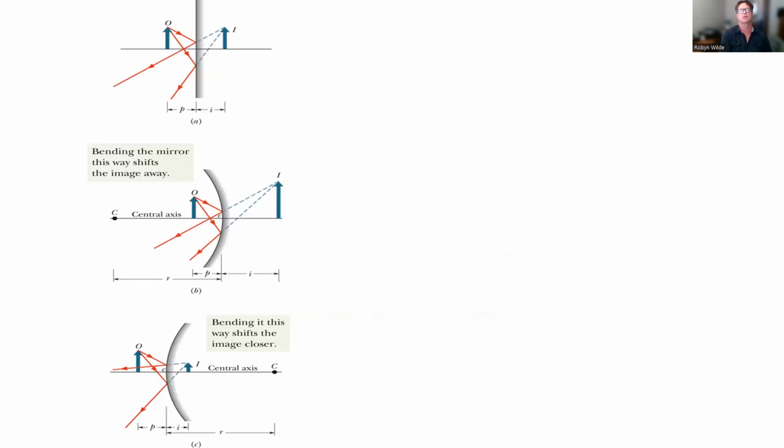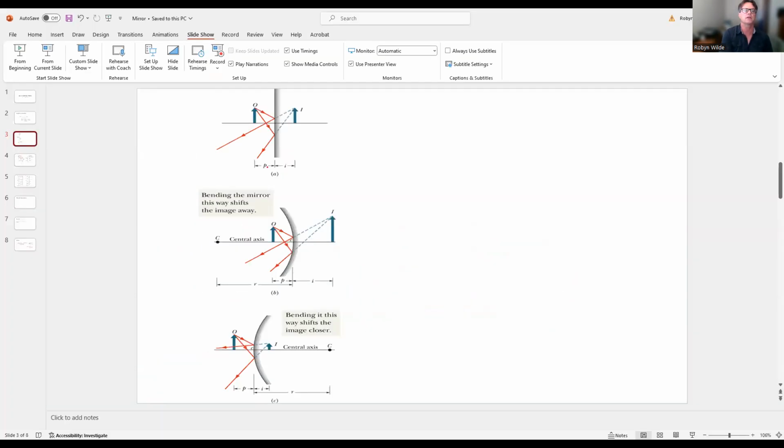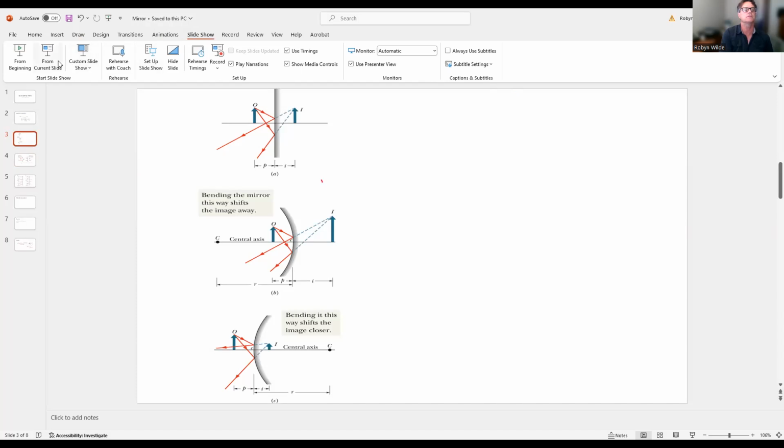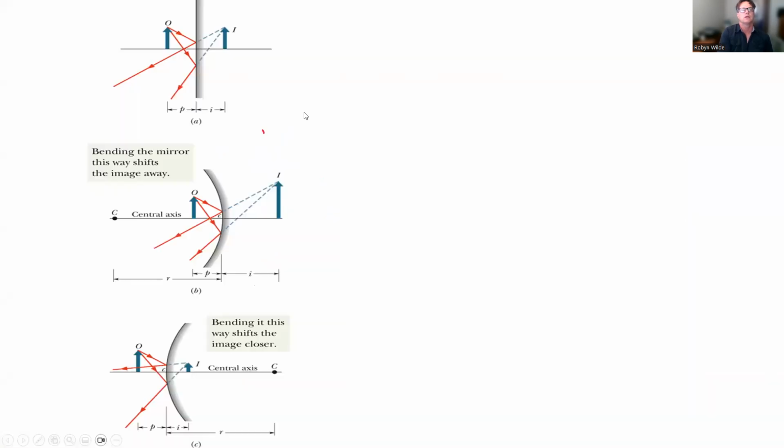So let's go to the spherical mirrors. In this view, it might be a little bit easier to see. So we have the plane mirror at the top here, and you can see the rays reflecting. And in this case, our eye would be over here where the rays are coming to, right?